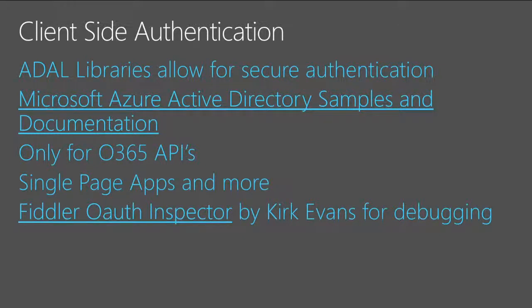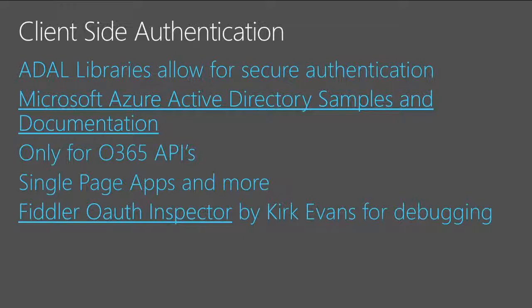One that Gavin had in his first sample was the ADAL libraries to allow for secure authentication. Now, these allow you to authenticate in a secure manner from client-side applications. Again, we could spend the whole session just purely talking about these. So instead, we put a link into a bunch of samples and documentation that will walk you through how to use a lot of those pieces. Now, they're only for the Office 365 APIs at this time. And generally you might use them for single-page applications, but you can also use them across a range of different things.